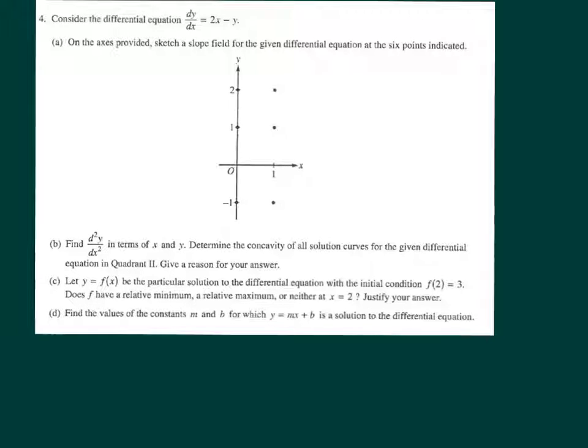Those are your points, and you get 2 points for that. What you're looking at with the slopes is when the slopes are 0 and when the slopes are positive and negative. So keep that in mind.